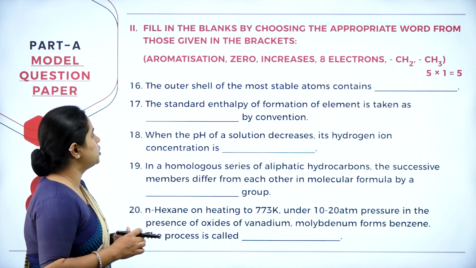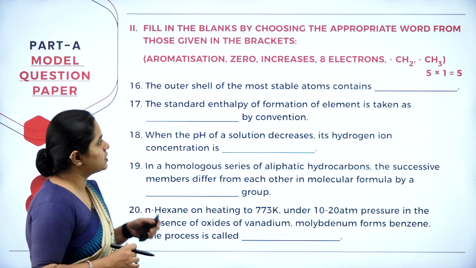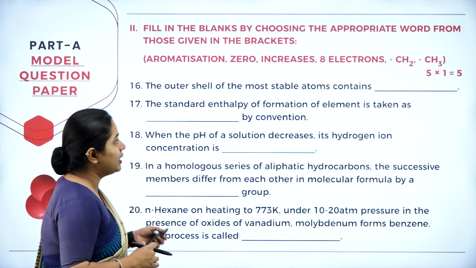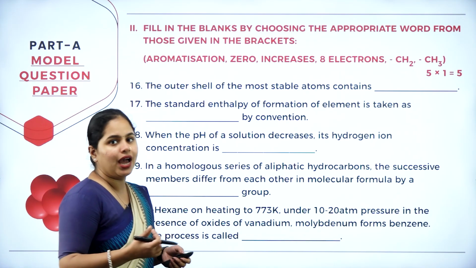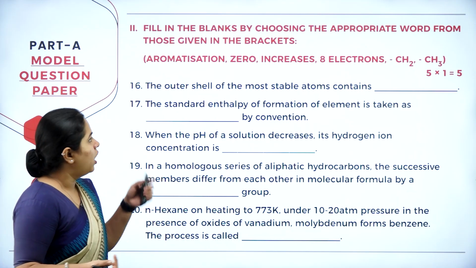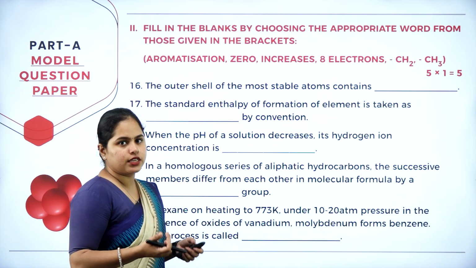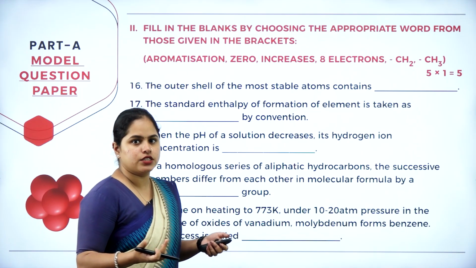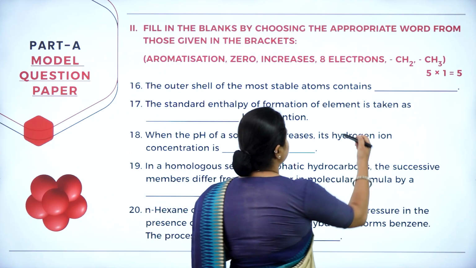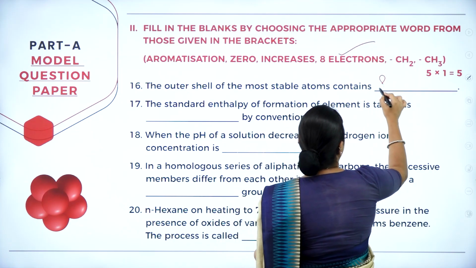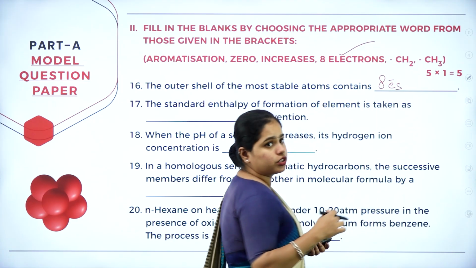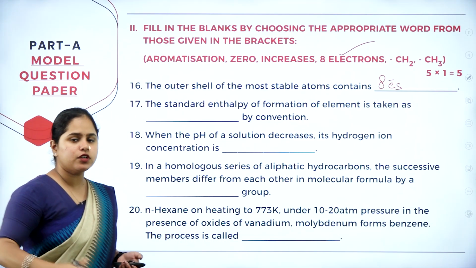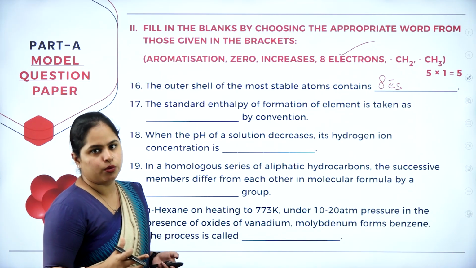So, let's see the first question. The outer shell of the most stable atom contains. The options: aromatization, 0, increases, 8 electrons, CH2 and CH3. From the question itself you can say the outer shell of the most stable atom contains, the only option that goes well with that is 8 electrons, right? It will contain 8 electrons. This is called the octet rule. An atom will attain its stability by filling 8 electrons in its outermost shell, right?